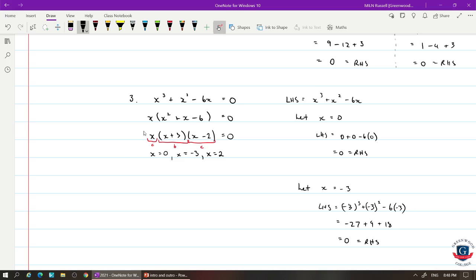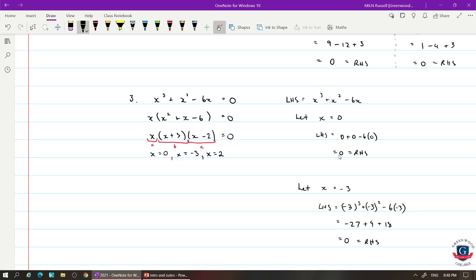So in the case of the first part of the expression, x would be 0. In the case of the b part of the expression, x would be negative 3 to make this bracket 0. And in this part of the expression, x would be 2. So if x is 0, if x is negative 3, or x is 2, it will make this original equation here 0. Which is not evident just by looking at it, but we can show it.